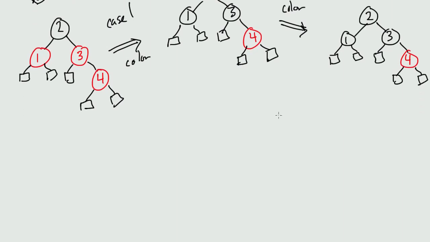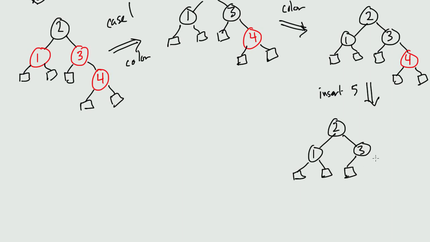So here, let's insert a 5. Let's see. Insert 5. So we're going to redraw our tree for the millionth time now. 3, null, null, null.